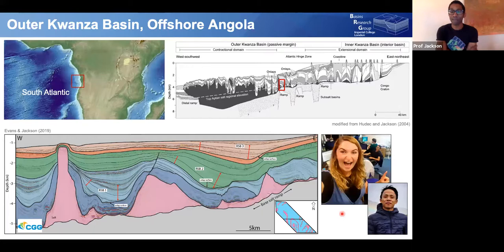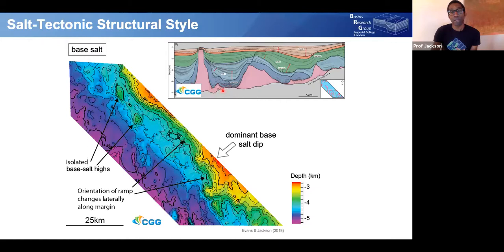I just wanted to highlight some of the work that Sean and Oreo did around ramp-syncline basins. So here's a base salt map. So it's at this level and through here. Shallow is red and purple is deep towards the bottom left. And we can see straight away there are some closely spaced contours at base salt level. So that's actually that base salt ramp you can see in the cross section there.